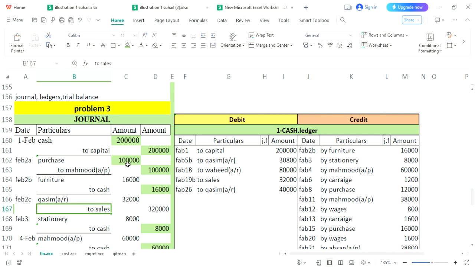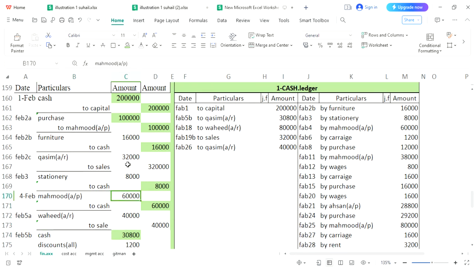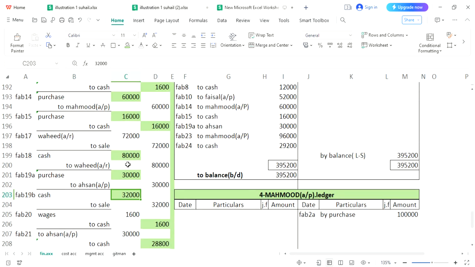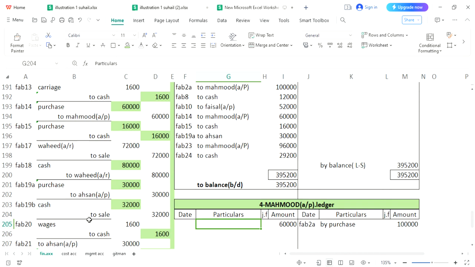Start your search from here to downward, and we have found out Mahmood account payable is debited by 60,000. So we'll go and write 60,000 in Mahmood's ledger on debit side. Why debit side? Because 60,000 was present on debit side of the journal. You can see over here 60,000 is present on debit side. What is written on the opposite side? To cash. This to cash will be used to give the reference.